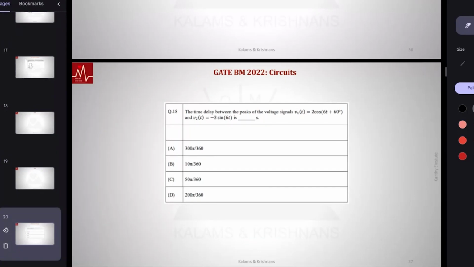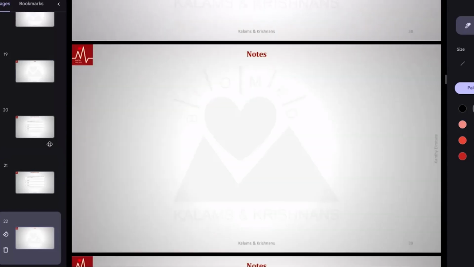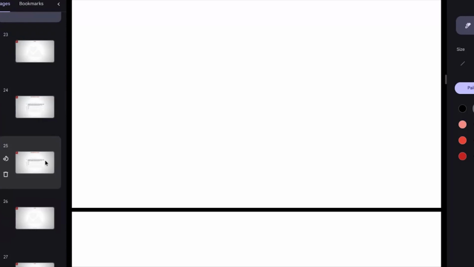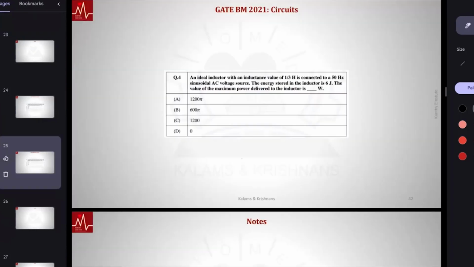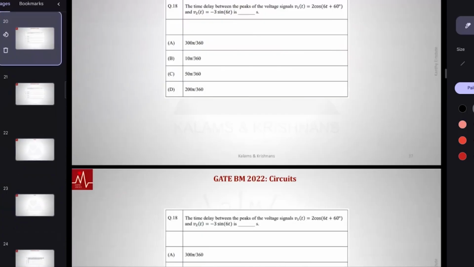In fact, it so happens that most of the PYQs are actually very, very easy if you just understand impedance. If you know complex numbers, if you can do complex algebra, you are actually done with this.